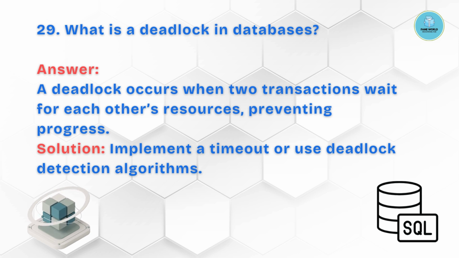Question number 29. What is a deadlock in databases? A deadlock occurs when two transactions wait for each other's resources, preventing progress. The solution is to implement a timeout or use deadlock detection algorithms.